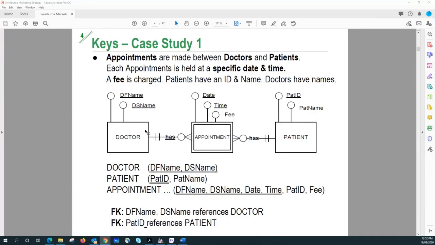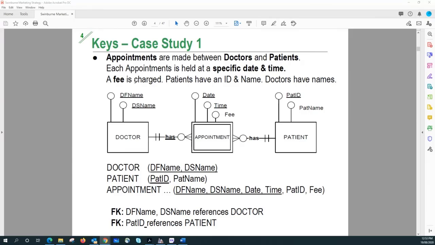So the first thing is we design the strong entities, right? We have two strong entities: the doctors and the patients. Yeah, that's clear, right? So doctors and the patient.